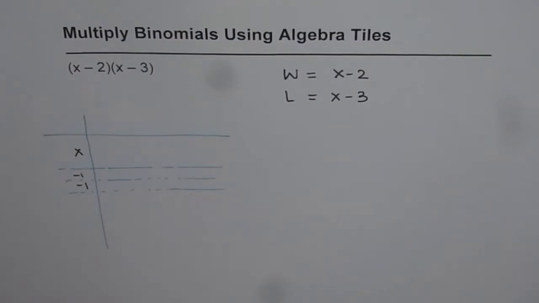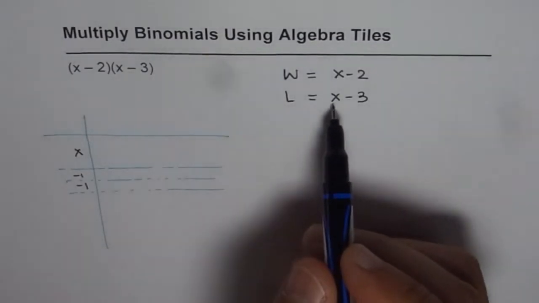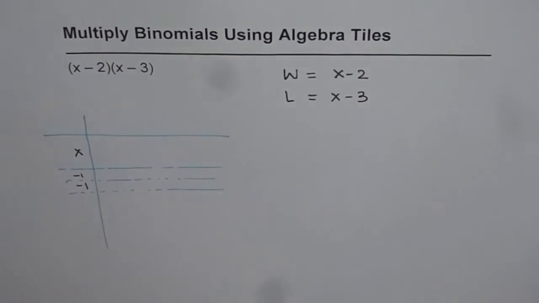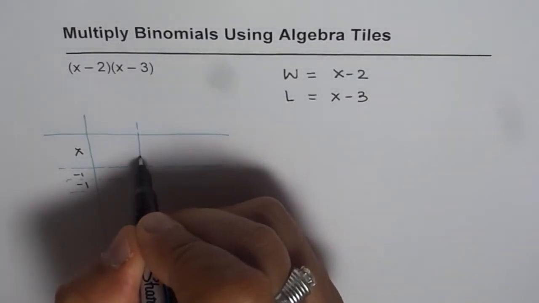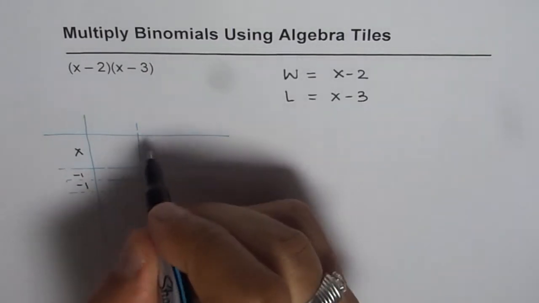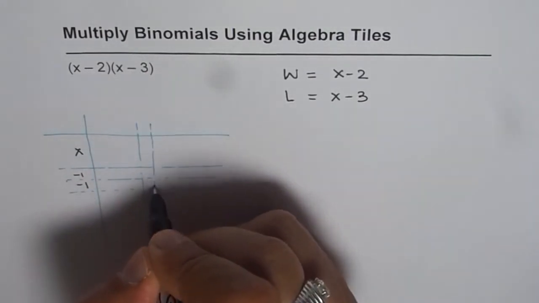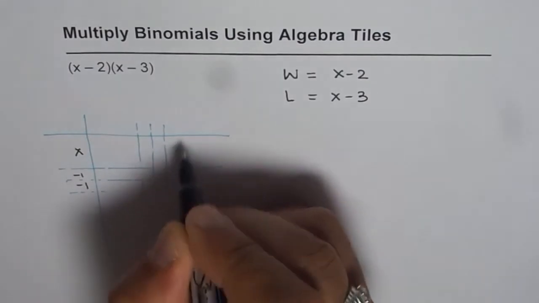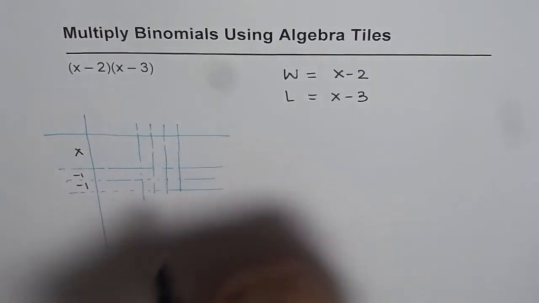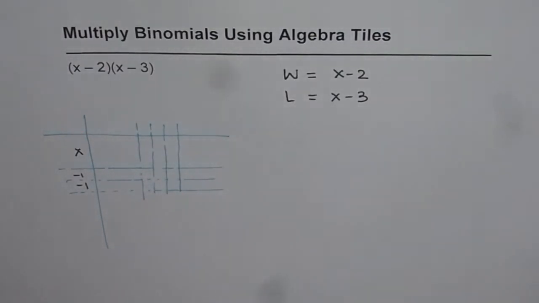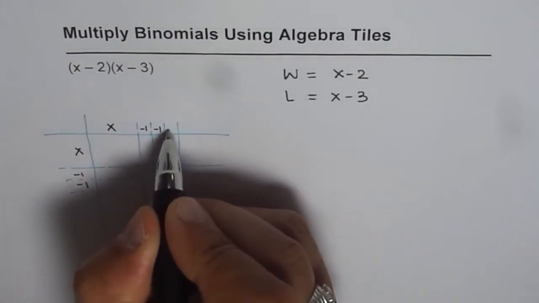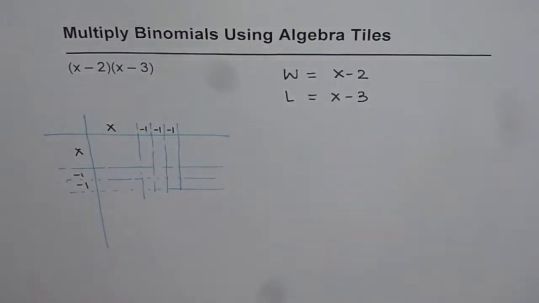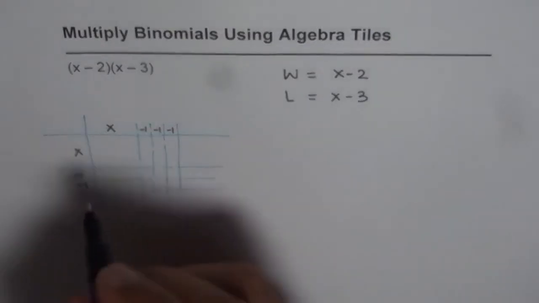Let us mark the length side now. Length is x minus 3. So we get x, minus 3, so 3 units: 1, 2, and 3. So we have the length with x, minus 1, minus 1, minus 1. So 3, right? Now, if you multiply x with x, you get x squared.